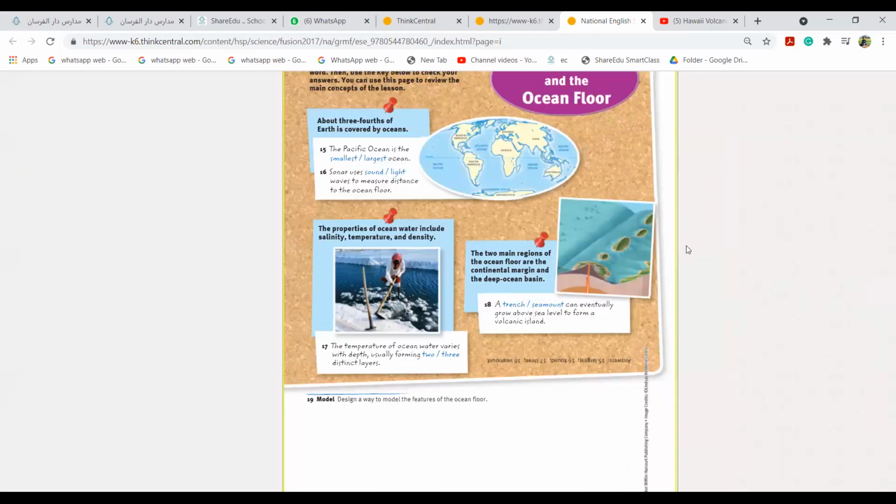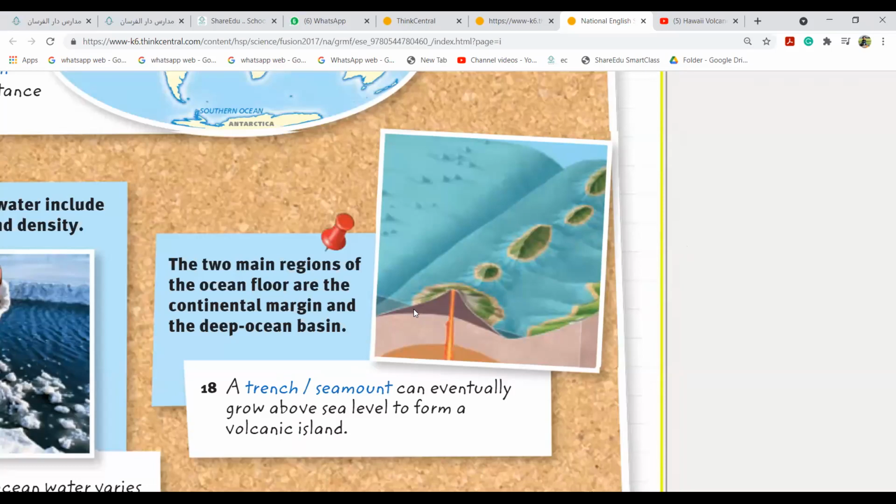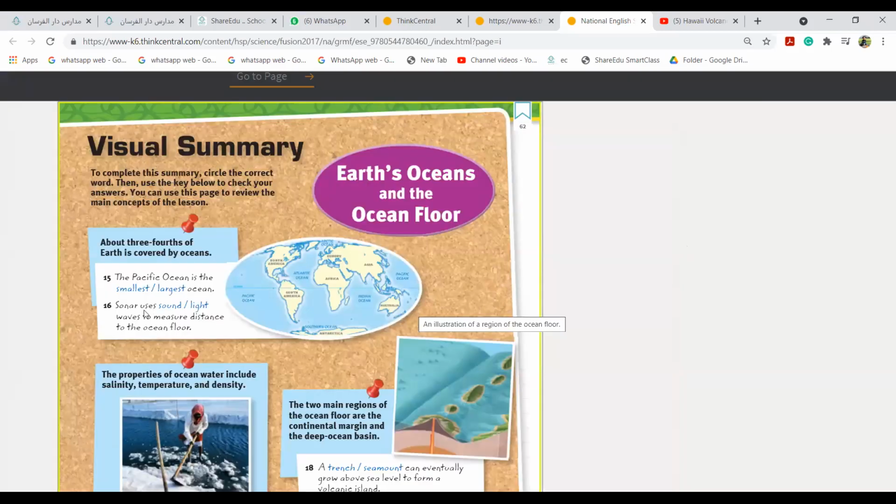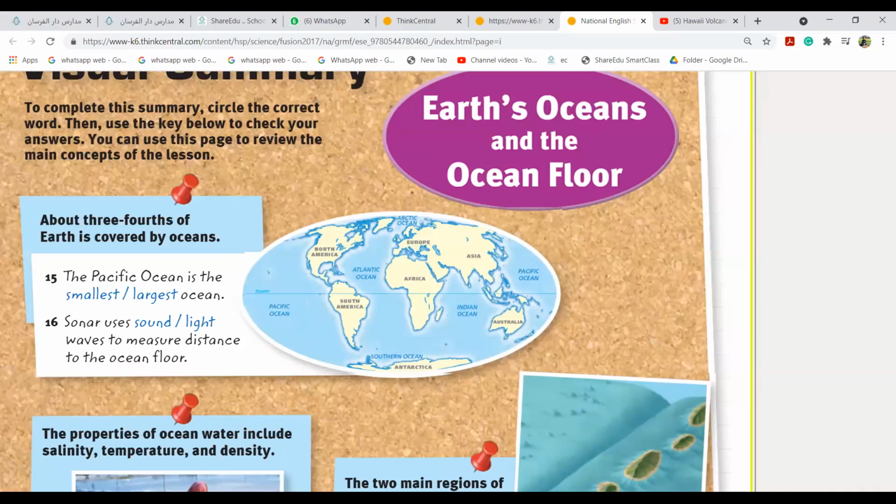Coming to the last page finally, because it is a very lengthy lesson. Is the Pacific Ocean the largest ocean or the smallest ocean? Who likes to answer this? Miral? Pacific, is it largest or smallest? Yes. Is the Pacific Ocean smallest or largest? Choose one by your own wish. Largest. Very good. It is the largest ocean. Next.